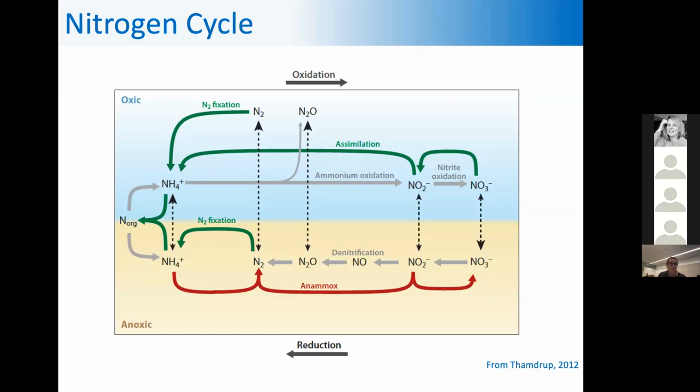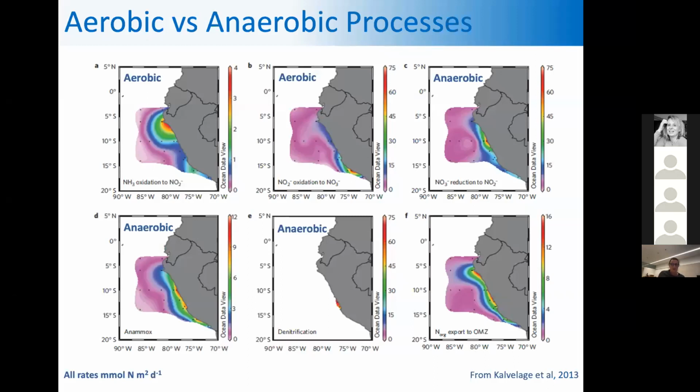But if we actually start to dig into the literature, we are regularly seeing occurrences of aerobic processes. Here's some nice work from Tim Kalvelage, and here we are off the coast of Peru. These are depth integrated rates, so looking over that whole chunk of low oxygen water. I've tried to mark on what processes we would typically think of as aerobic, and so require oxygen to occur, versus the anaerobic ones.